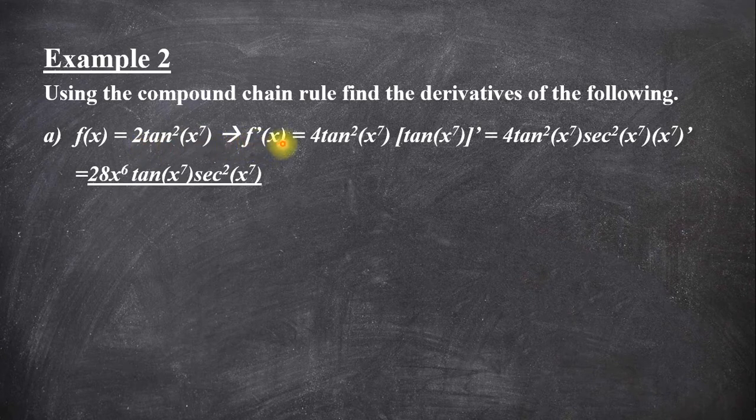So, tan squared of x to the power 7. How do we find f prime of x? The derivative of this function is 4 tan x to the power 7, times the derivative of tan x to the power of 7, prime.